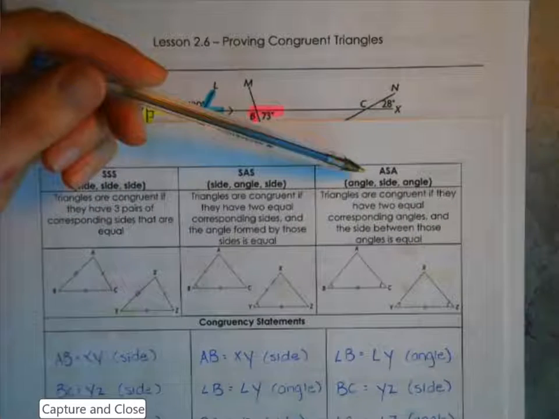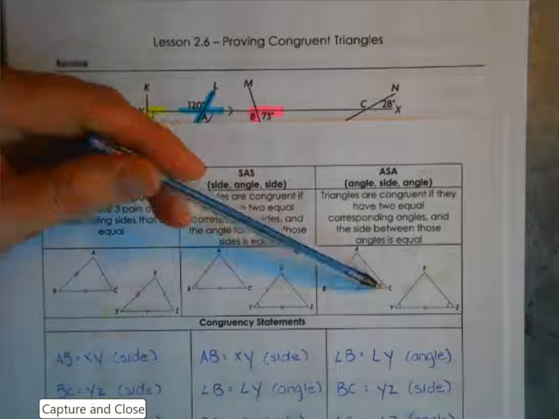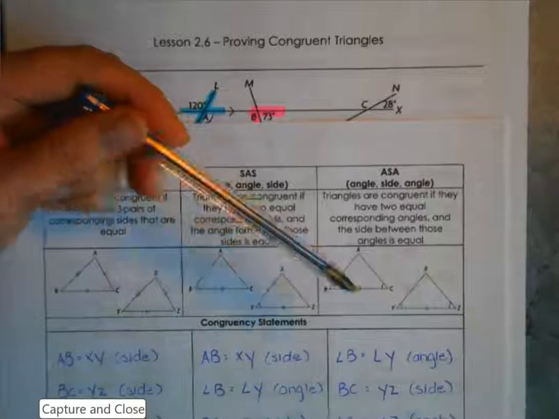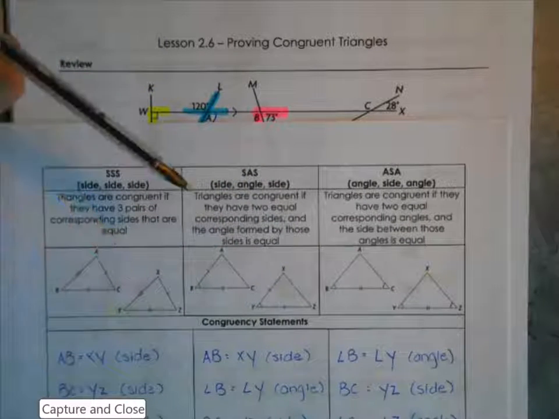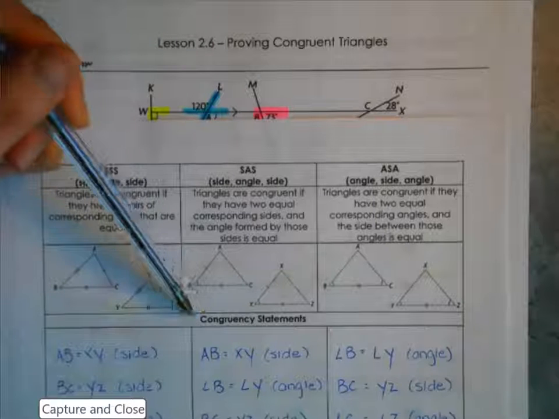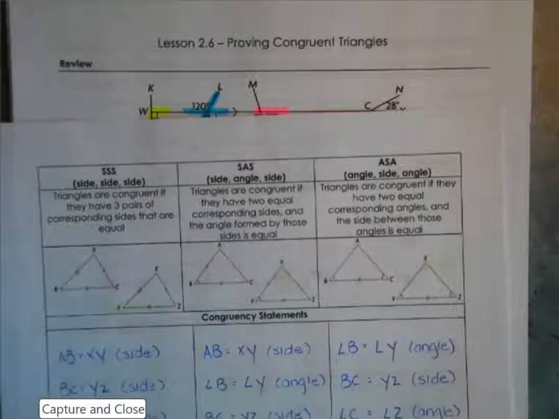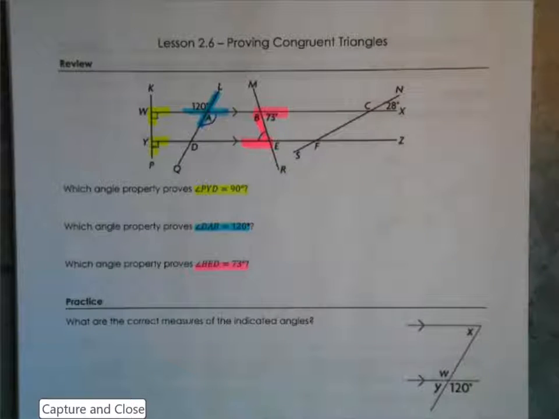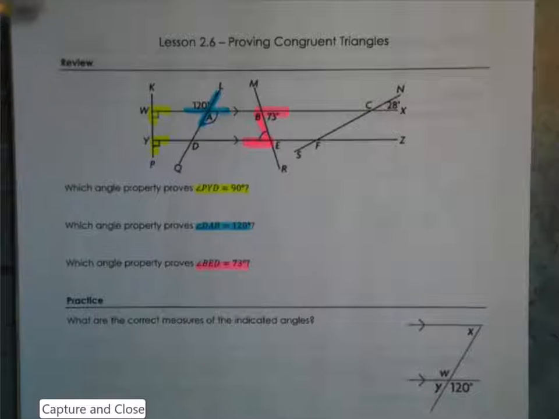And then the last one we looked at was angle, side, angle. This is where you have 2 angles that are the same, and the side that connects those 2 angles is also the same between the 2 triangles. So those are our 3 proofs that we can use to make congruency statements to show that different triangles are congruent. Okay, so today we're going to start out with a bit more of a review from the whole unit before we move into more information about congruent triangles.